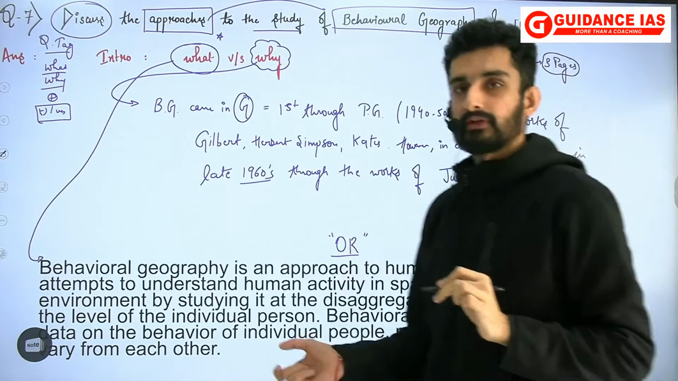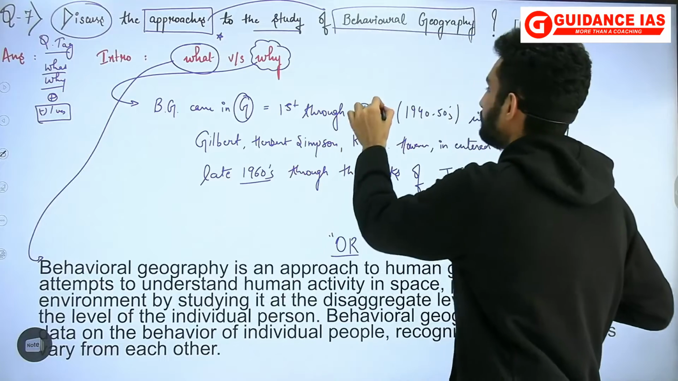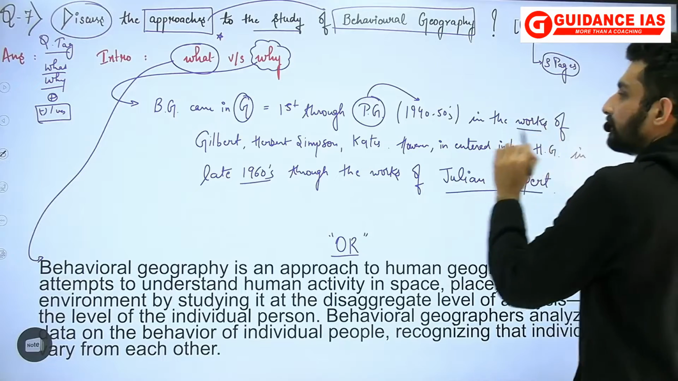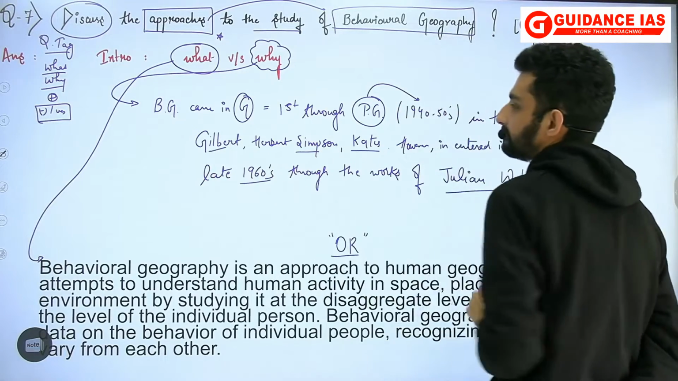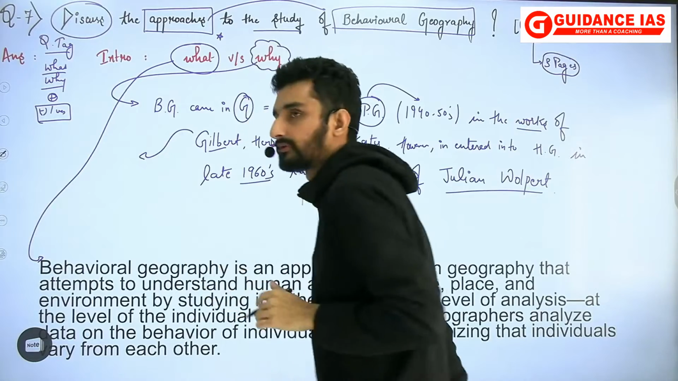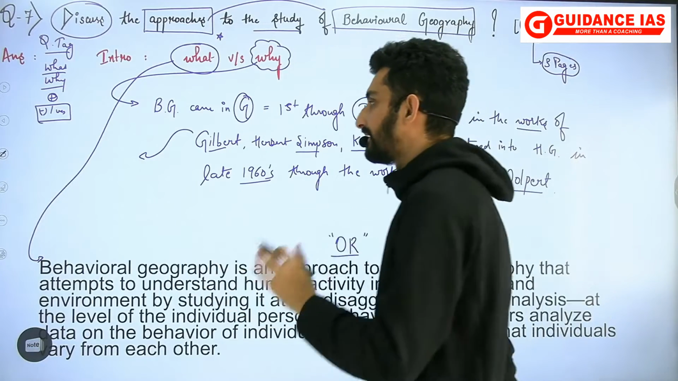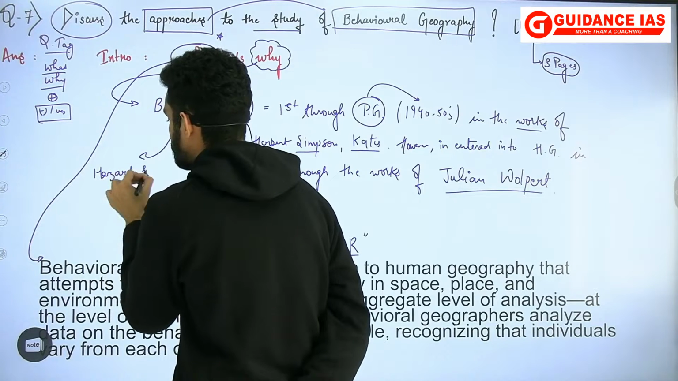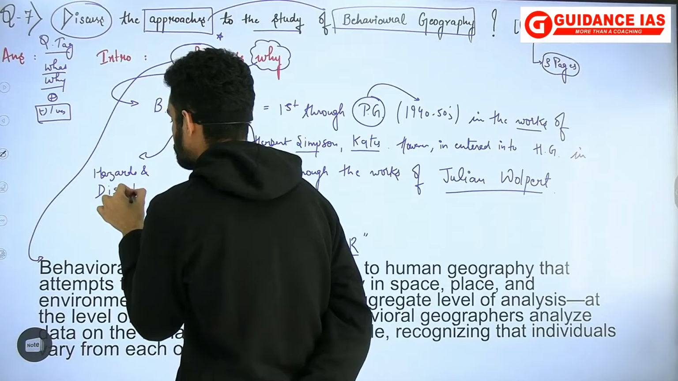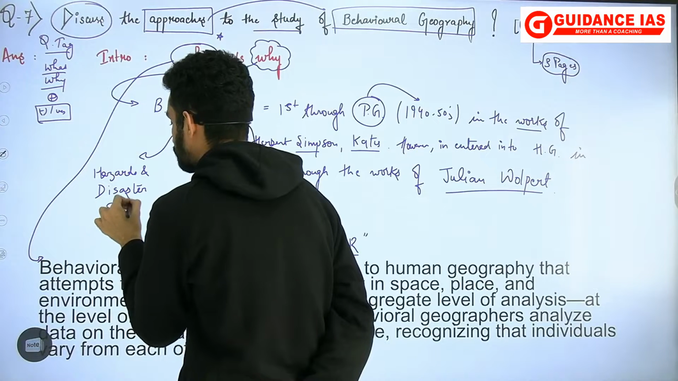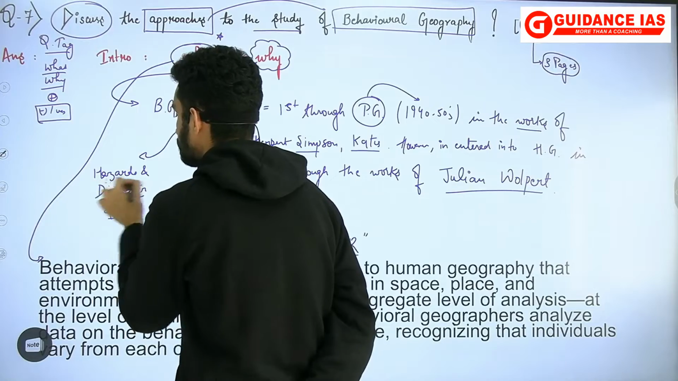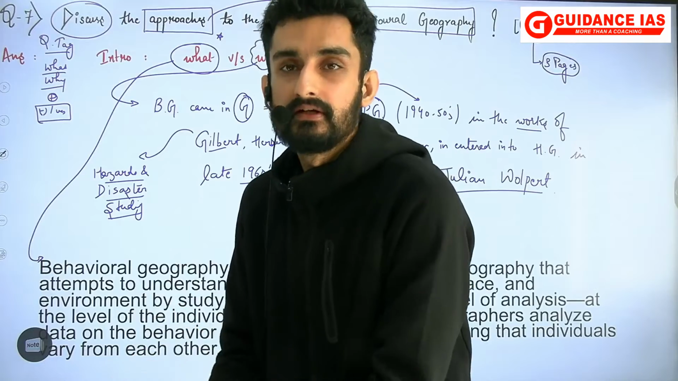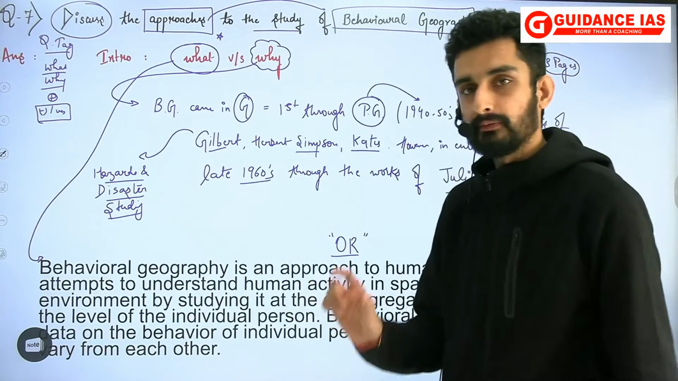So behavioral geography as an approach first came in physical geography in the period between 1940s and 50s, and here it was seen in the works of Gilbert, Simpson, and Cates. Gilbert, you can specifically remember, was from Chicago University, the Chicago School, and he was doing hazards and disaster studies. And there he saw the behavioral patterns of the humans or individuals, and he also wrote one thesis, that is human adjustments in floods, in the year 1945.